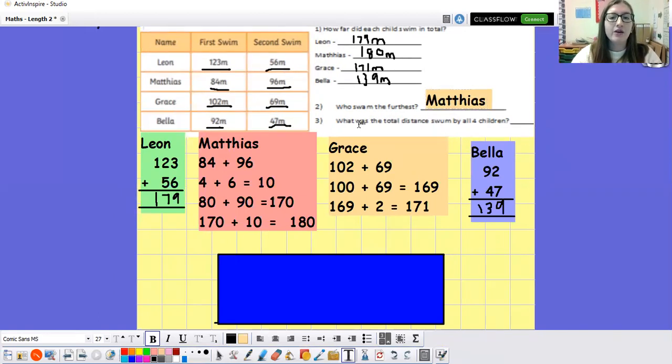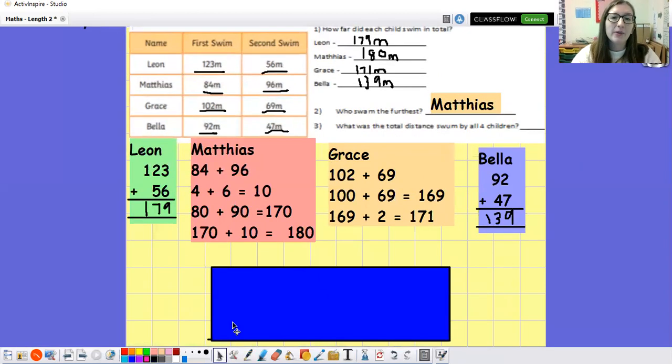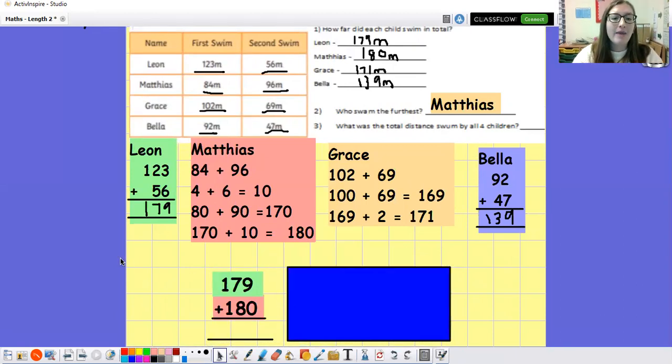And then the last one then, what was the total distance swum by all 4 children? Now I'm going to use my helpful hints, and I'm going to add together first Leon's score and Matthias's score. So I'm going to do 179 add 180. So I know that 9 add 0 is 9, 7 tens add 8 tens, 7, 8, 9, 10, 11, 12, 13, 14, 15.